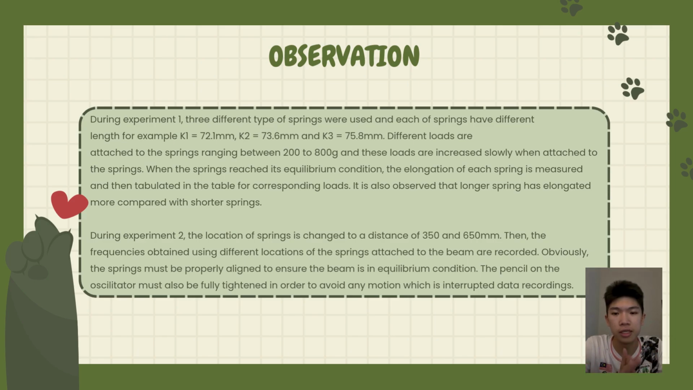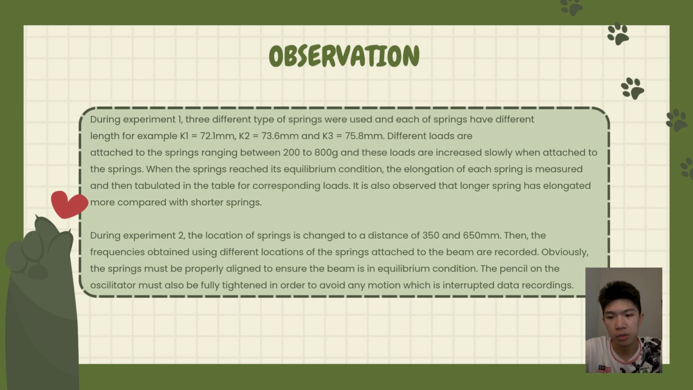A different load is attached to the spring, ranging between 200 to 800 grams, and this load is increased slowly when attached to the spring. When the spring reaches its equilibrium condition, the elongation of each spring is measured and tabulated in the data for the corresponding loads. It is also observed that the longer spring has elongated more compared with the shorter springs.